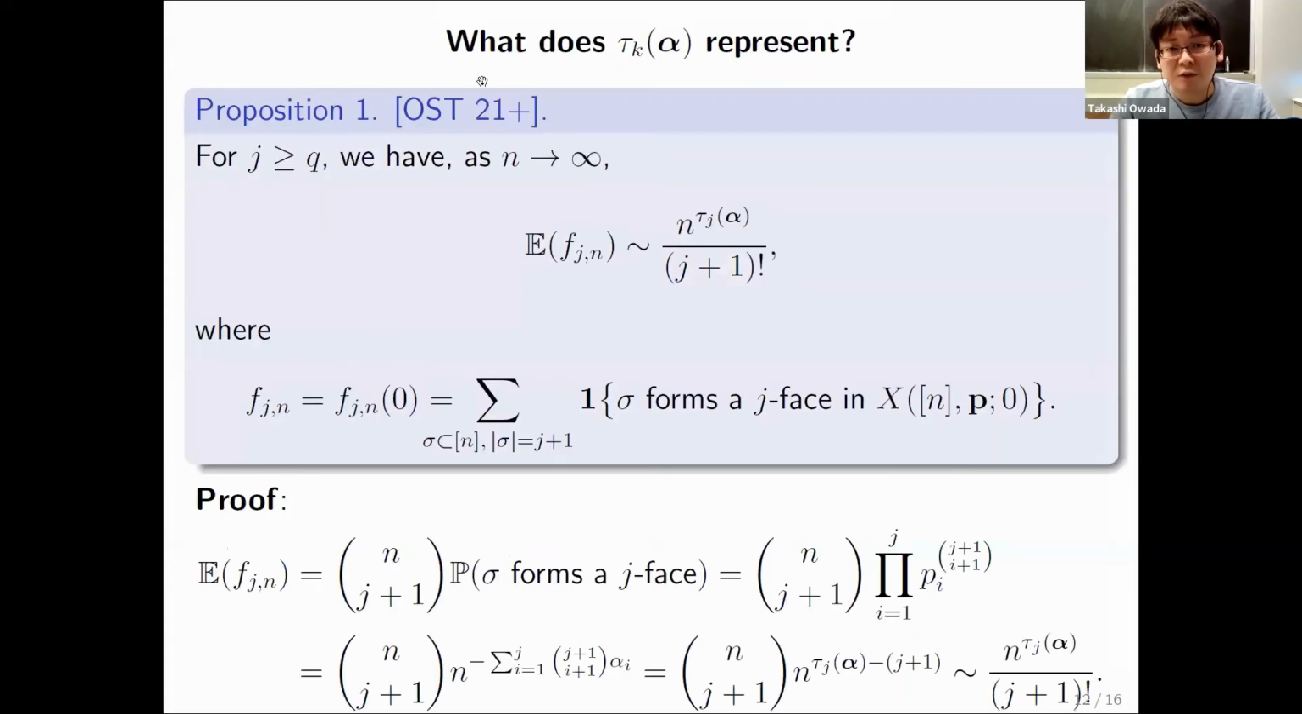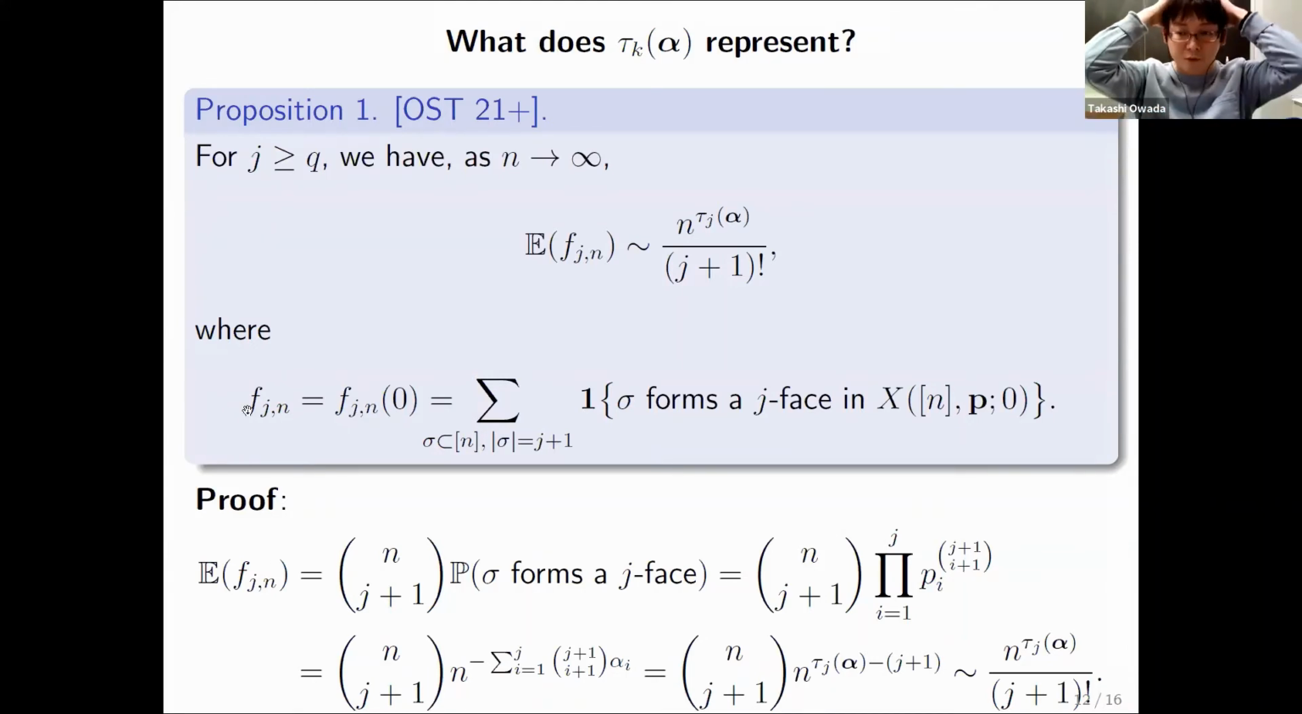So the question is, what does this imply? To answer this question, we have to see this proposition. This proposition tells us the growth rate of the expected j-face counts, and this is defined this way. And the proof is simple. You can finish the proof in just two lines.